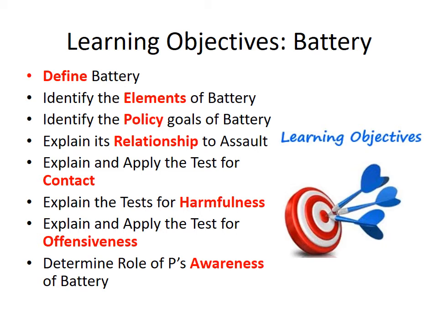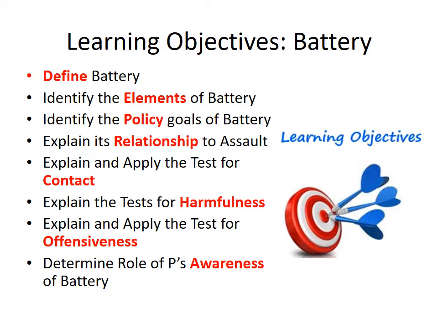We'll turn now to battery, which is the second major intentional tort theory directed against harms to persons. I'll lay out the learning objectives first, and then we'll go ahead and cover the material that's provided in the syllabus. First, we'll define battery. Within that definition, we'll identify the elements of proof. We'll also take a look at the policy goals behind the tort. We'll explain its relationship to assault.